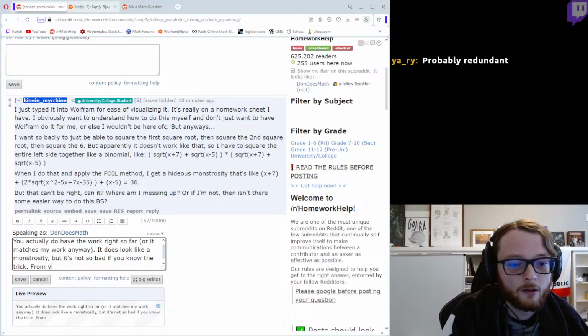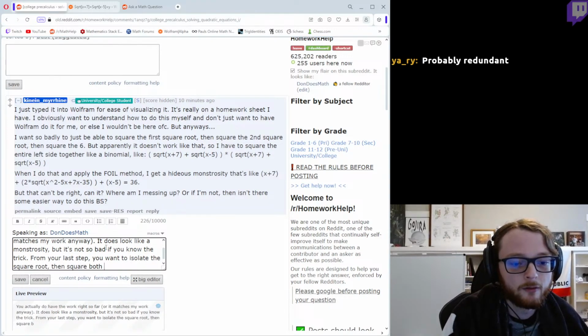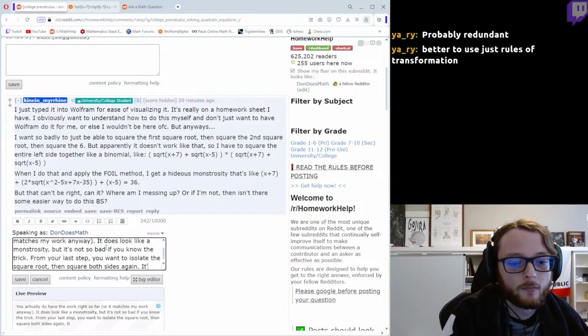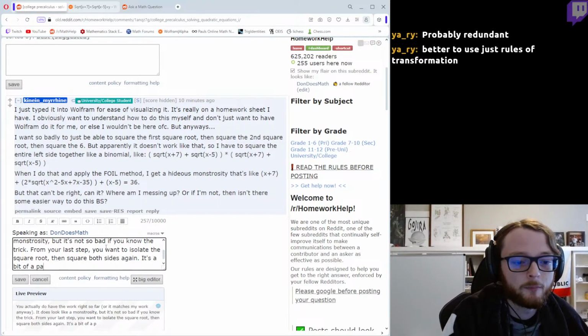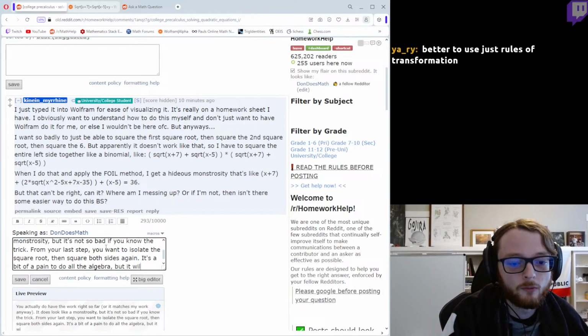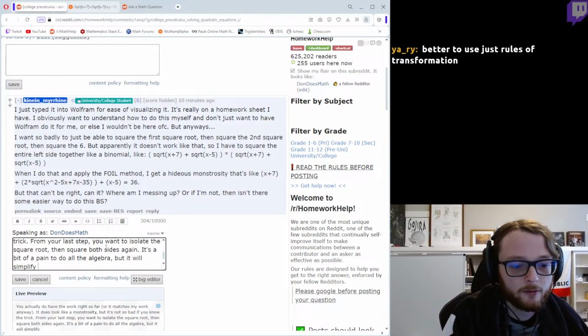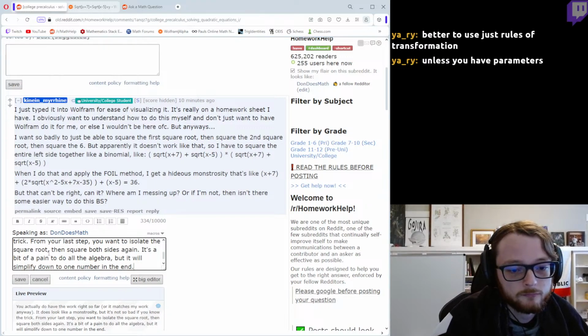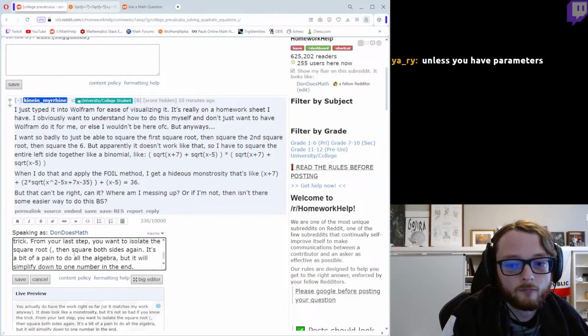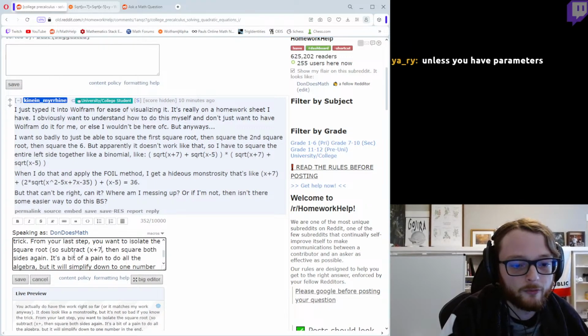From your last step, you want to isolate the square root, then square both sides again. It's a bit of a pain to do all the algebra, but it will simplify down to one number in the end. So subtract x plus 7 and x minus 5 and divide by 2.